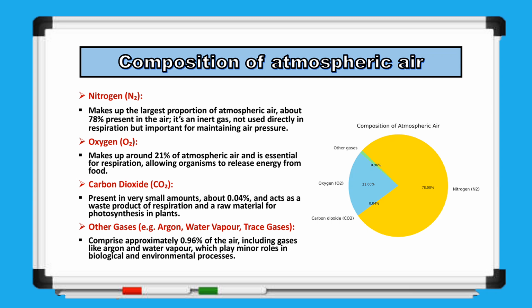First, we have nitrogen. This gas makes up the largest portion of the air, about 78%. Nitrogen is an inert gas, which means it doesn't easily react with other substances. It's not directly used in respiration, but it plays an important role in maintaining the overall air pressure around us.